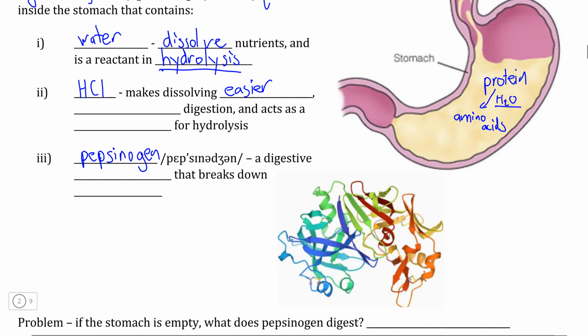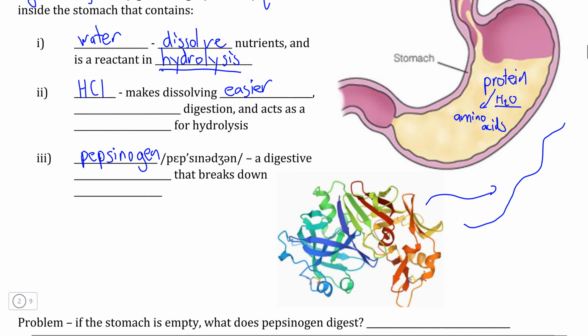So if we take a look at the 3D structure of this protein here, we can see that its folding is very complicated, which makes it difficult for pepsinogen to actually get into the center of this protein and digest it. However, we know that strong acids such as HCl can disrupt the 3D structure of this protein in order to cause it to lose its folding like this.